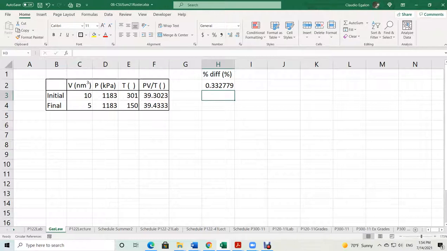So we are assuming that what you're doing here is an actual experiment, and that's how you do it in the experiment. You may have different values, okay? If you have different values, use the different values that you have, but the difference shouldn't be much larger than what I have here.